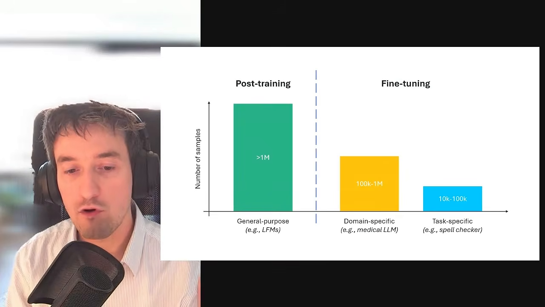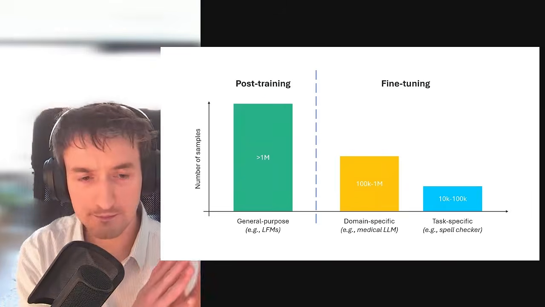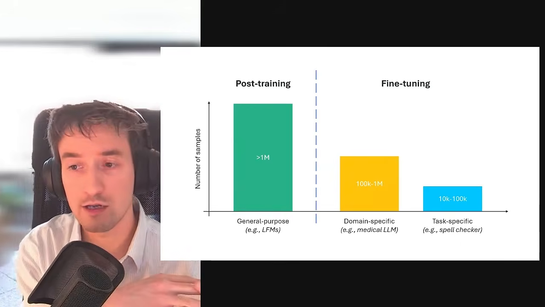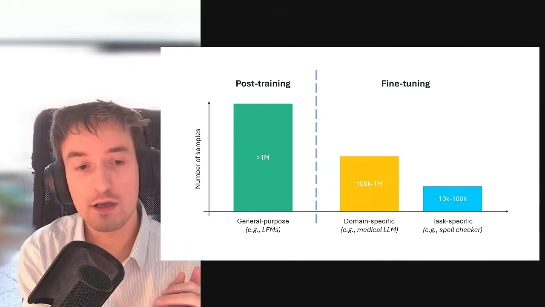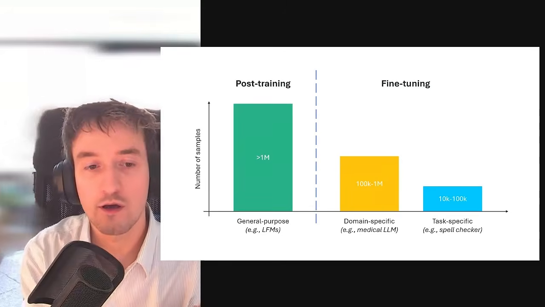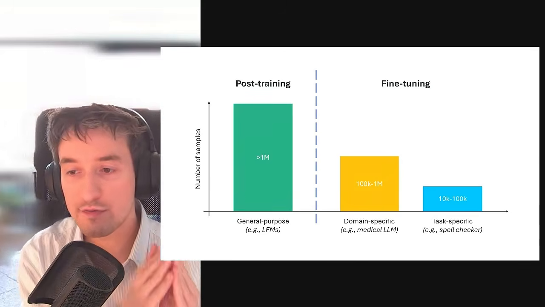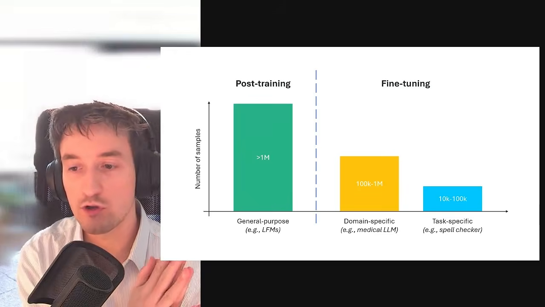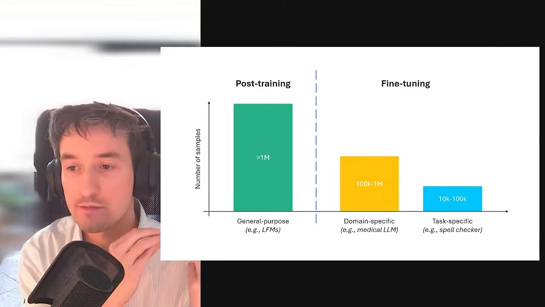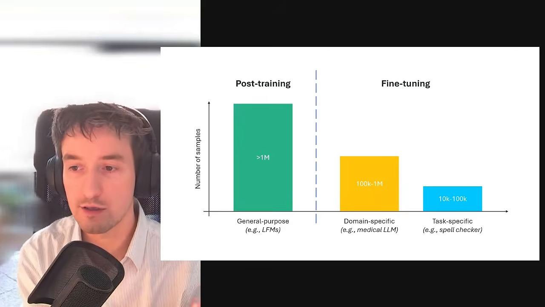But you can have other categories of fine-tuning where you want to be good at a narrow topic. It can be domain specific, like a medical LLM, or learning or getting better at a language. And here you typically require fewer samples, between 100K and 1 million. And you can also go even narrower with task-specific models. For example, you can have a model that achieves one precise function, like a spell checker. And in this case, you typically require even fewer samples.